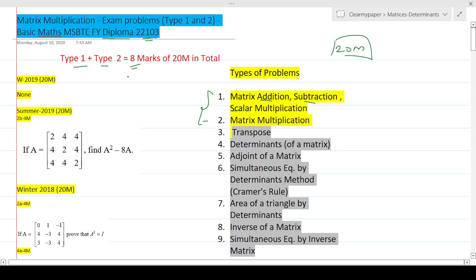So just remember the weightage and importance of this so that you can plan your strategy on where to put your time accordingly. Type 1 and type 2 put together roughly will have 8 marks in the examination, and the remaining 16 marks out of the 20 will be distributed somewhere here. Okay. All right, let's keep going.